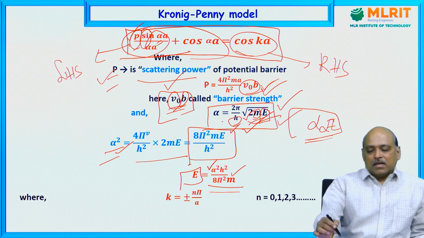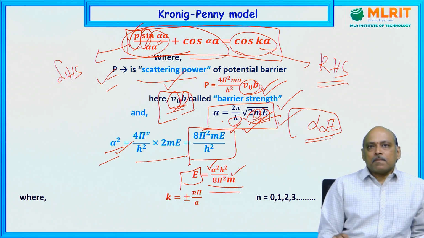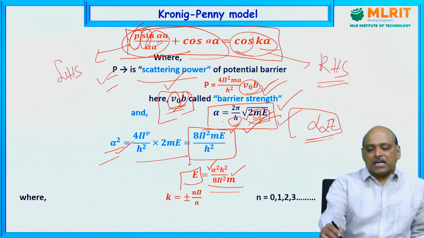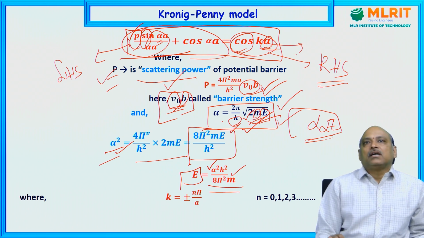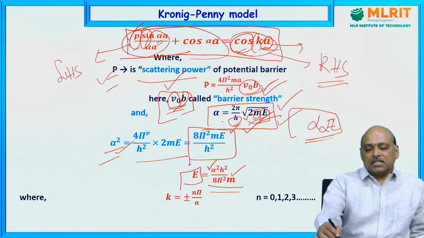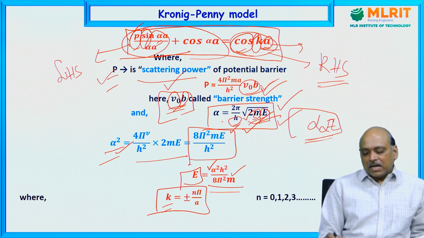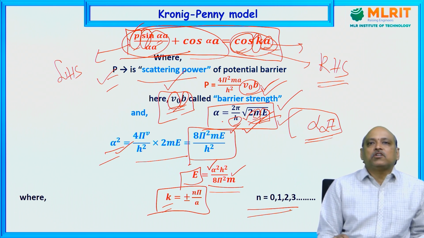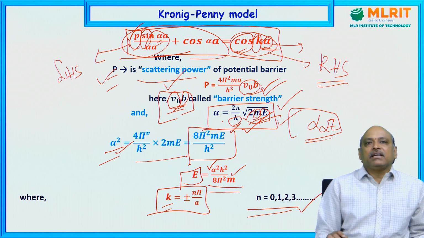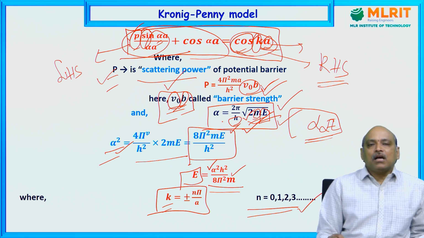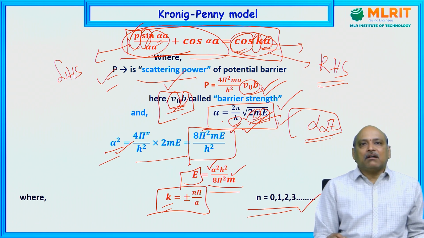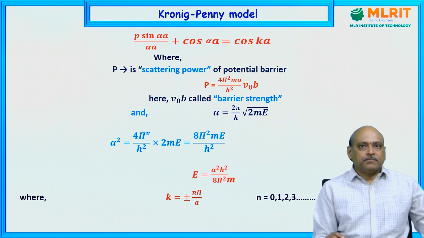Now if you take the RHS term, the RHS term consists of a periodic function cos Ka, and a is nothing but the lattice constant of that crystalline solid, and K is what we are calling the wave number. So the K value they have calculated as plus or minus n pi by a. The n values can be taken as n equal to 0, 1, 2, 3, as like this. So overall all the parameter values they have taken here as like this.